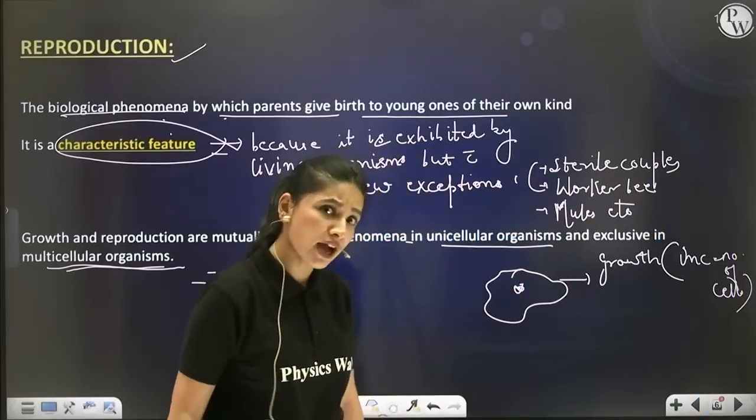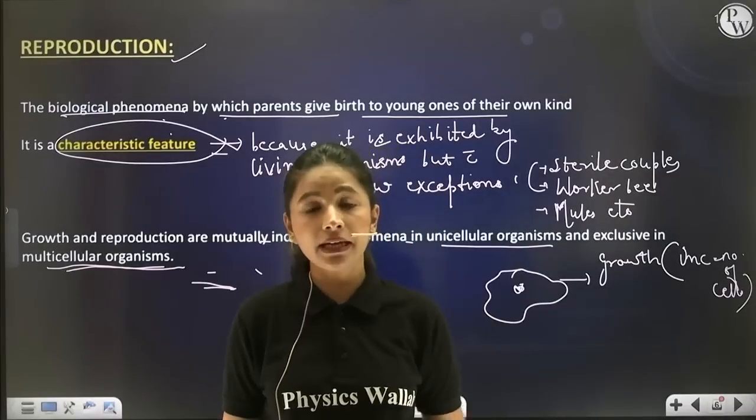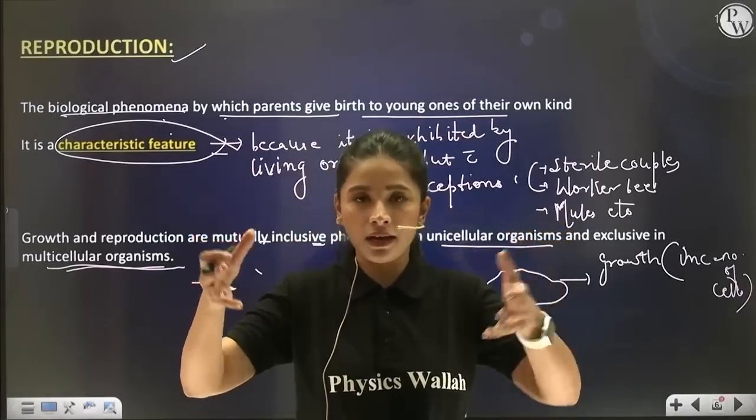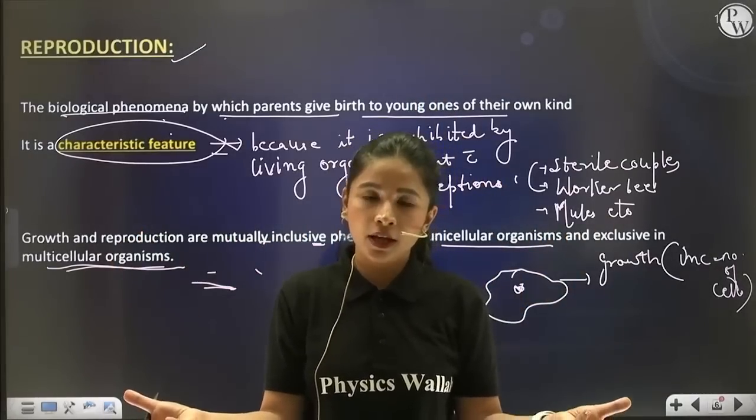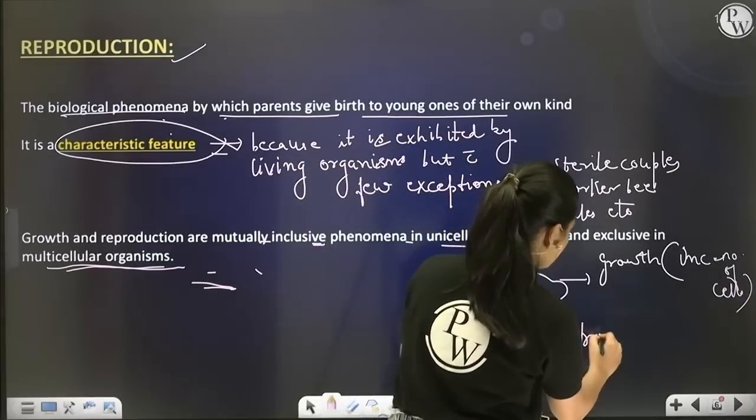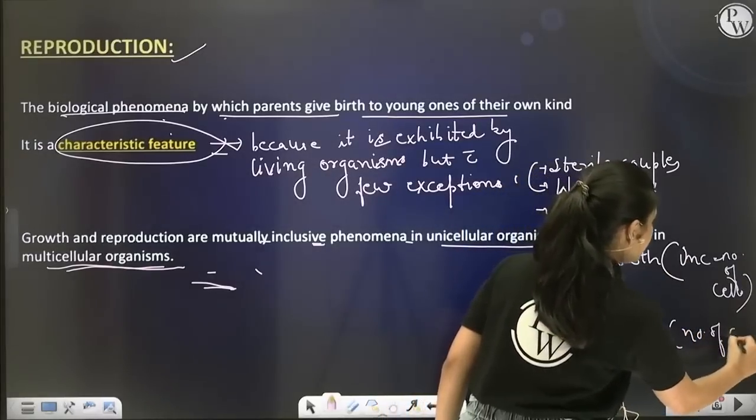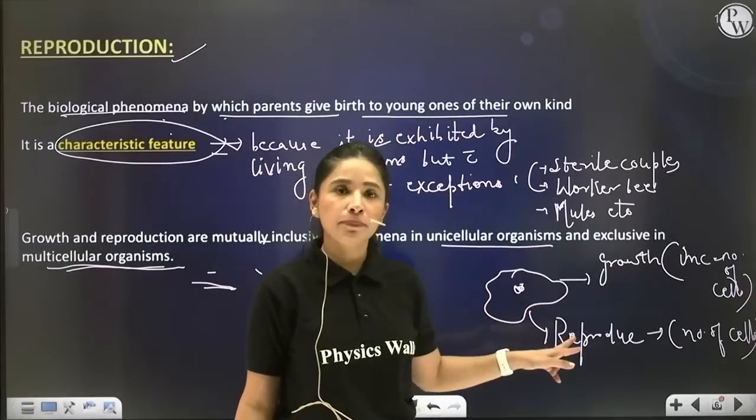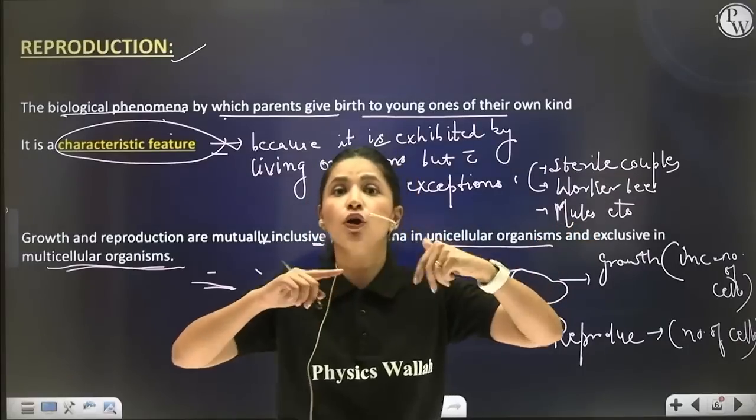Clear? Now, what is reproduction? How is this bacteria going to reproduce? We say that bacteria reproduce asexually by fission method. What happens in fission? The parent bacteria simply divides to produce two new daughter bacteria. So, we can also say that for this bacteria, reproduction is also in terms of increase in number of cells. Yes or no? If this bacteria performs fission, then it is going to increase its number of cells.